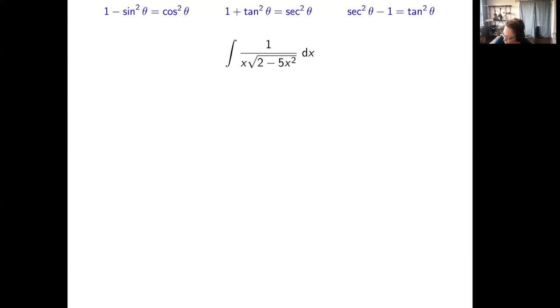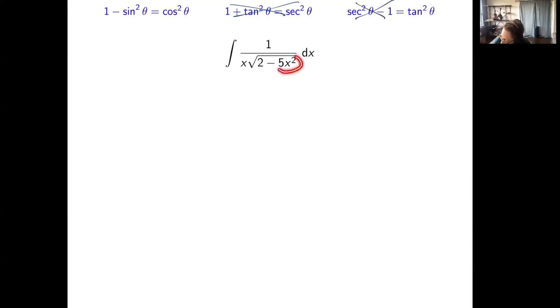So first off, we need to choose which of our 3 favorite identities we're going to be using. I have a constant minus a squared function. So we need to match that up. This is a constant minus a squared function. That's good. This is a constant plus a squared function. No good. This is a squared function minus a constant, which is backwards. So we're going to be using the sine and cosine identity.